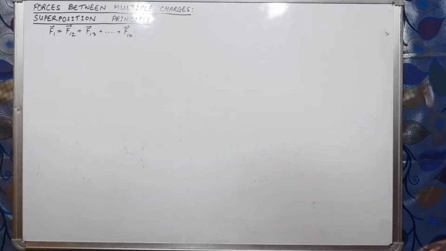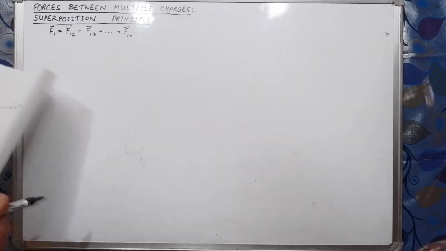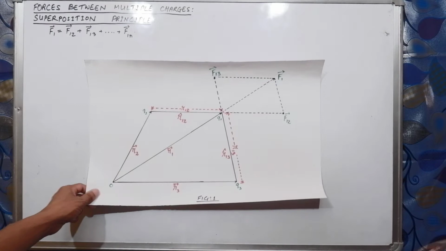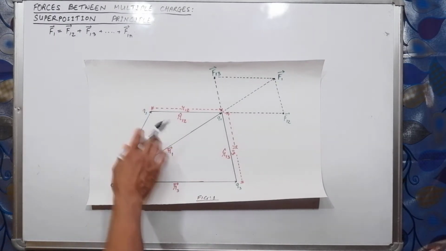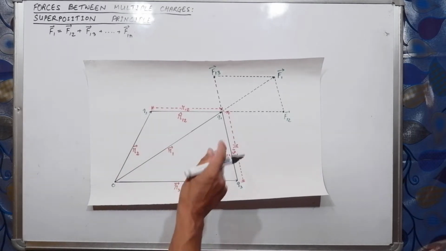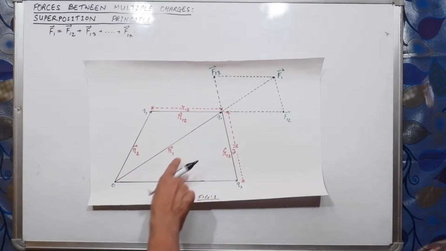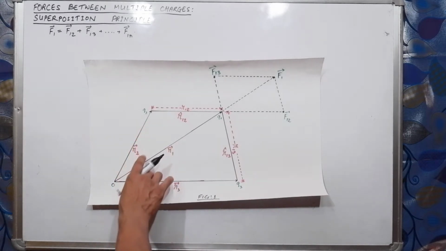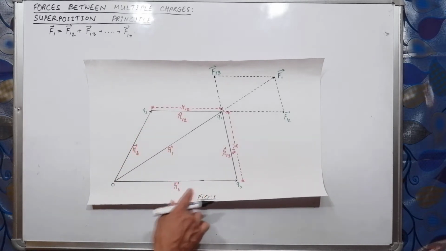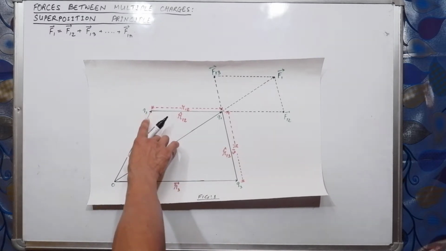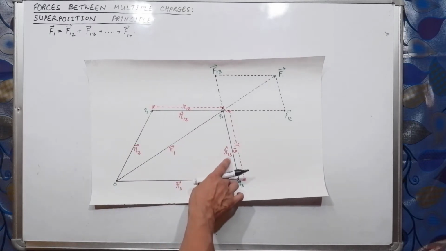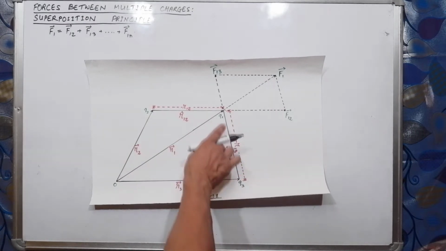Now let us consider a system having three charges, like we have seen in this diagram, figure 1. So we consider a system of three charges, Q1, Q2 and Q3. We also have seen that Q1 has a position vector R1 from O, Q2 has a position vector R2 from O, Q3 has a position vector R3 from O, and also a unit vector R12 pointing from Q2 to Q1, and a unit vector R13 pointing from Q3 to Q1.